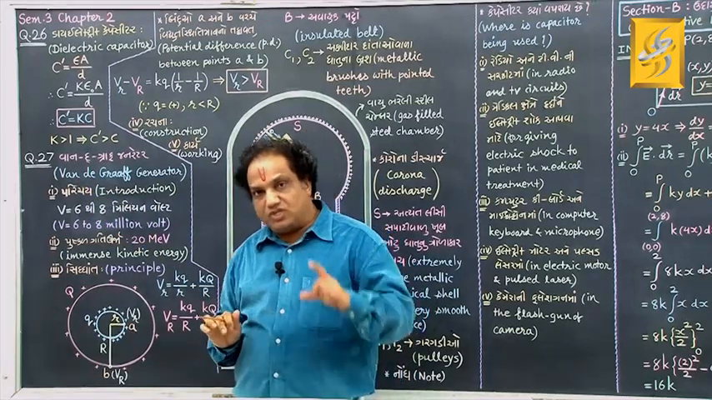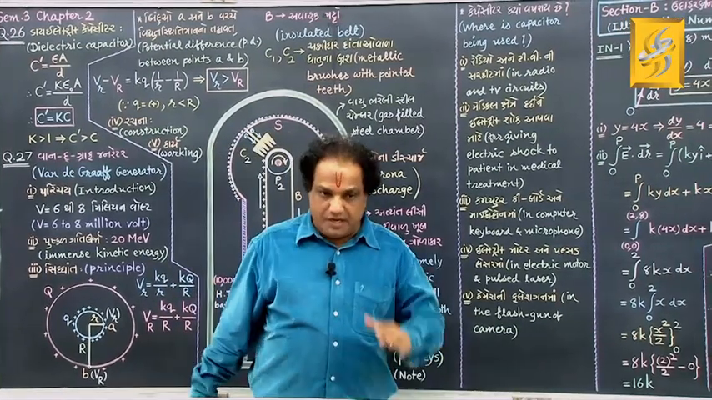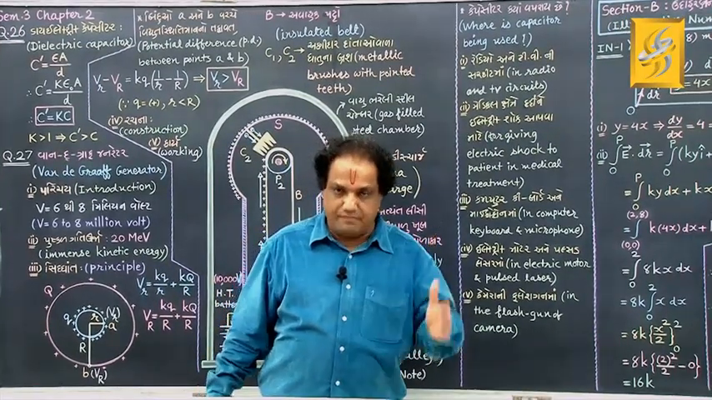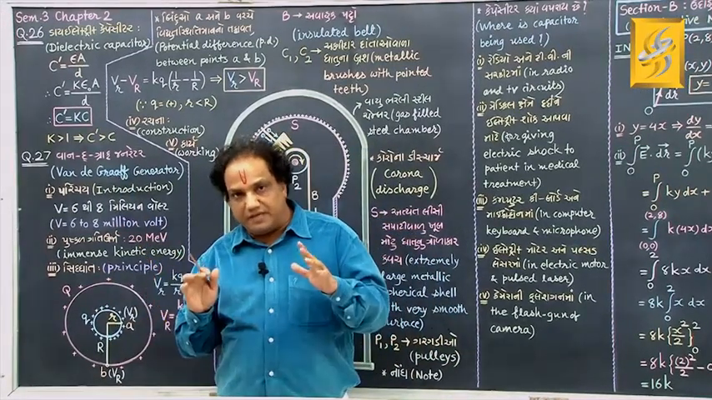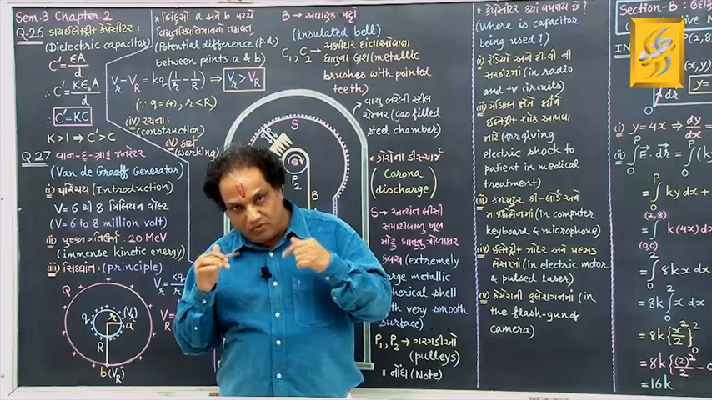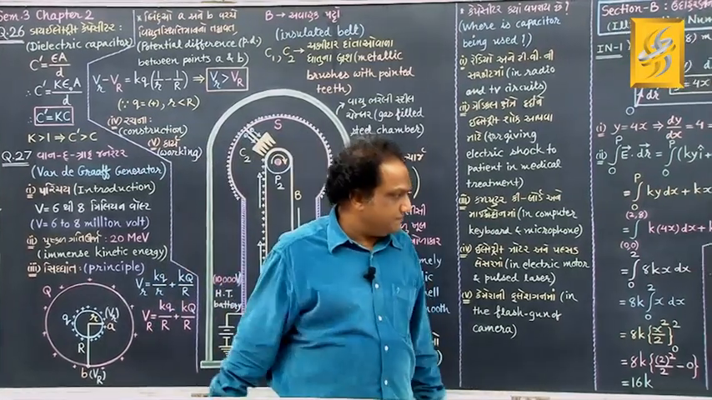Fine. Before we go for question number 27, which is based upon the Van de Graaff generator, I would like to explain to you one short note regarding corona discharge. Let us see that explanation extra because it is not narrated in the same article in the textbook and it is not explained in detail. I would like to explain in detail about corona discharge.